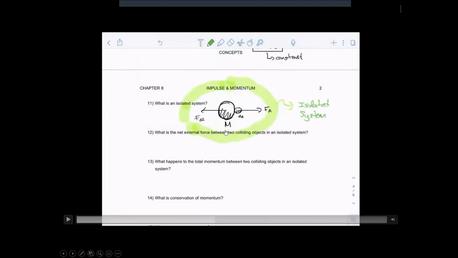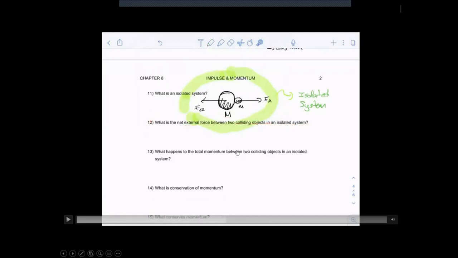If you got 10 people getting hit by a bus, your isolated system is the bus and the 10 people getting hit. Not the Olympic guy who's taking pictures or video of it. That guy is not part of the isolated system. So there would be no external force acting on an isolated system. External forces between colliding objects will become action and reaction forces, and they will become internal forces, and action and reaction forces will add up to zero. So the net external force of an isolated system is always going to be zero.